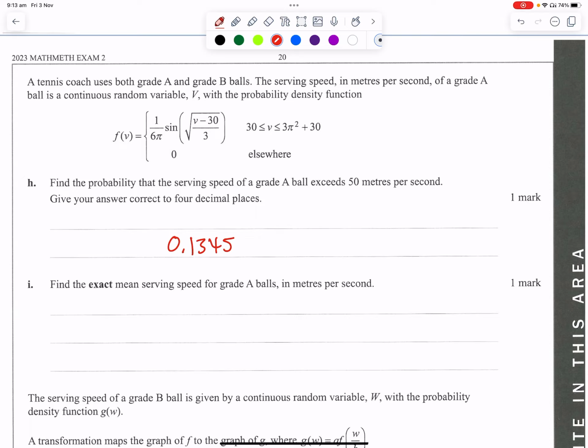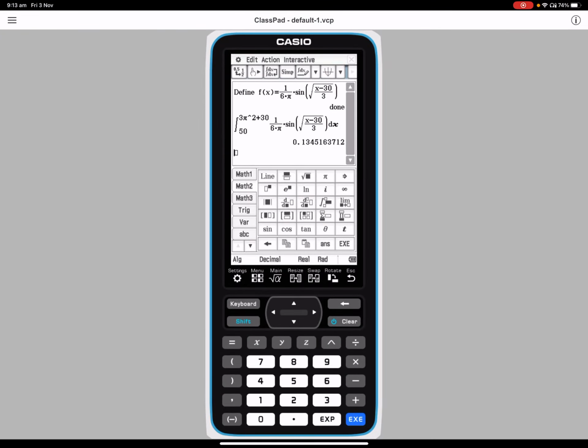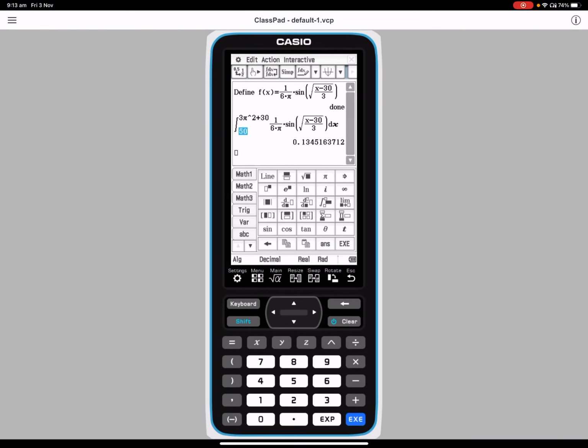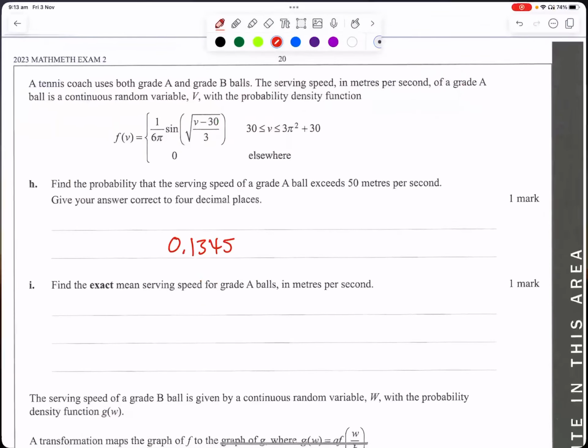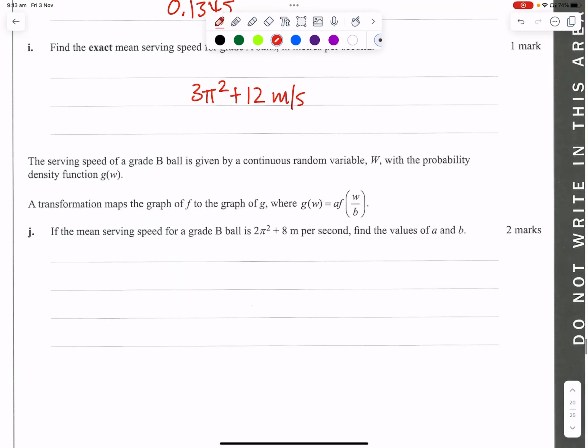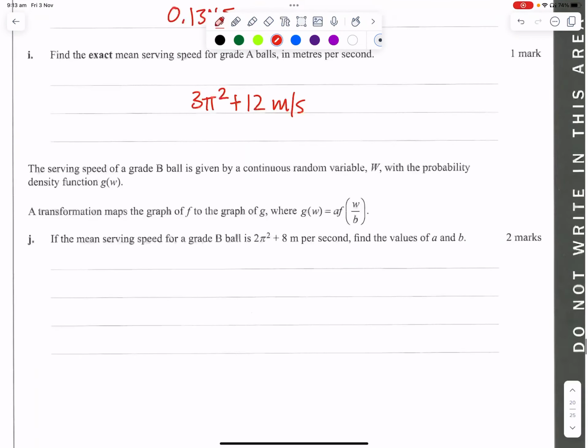Find the exact mean serving speed of grade A balls in meters per second. So our lower value was 30, was it? 30. And then here we've got to do x times that. 3 pi squared plus 12 meters per second.